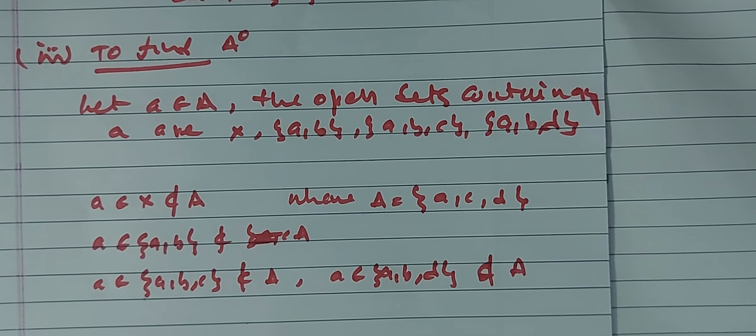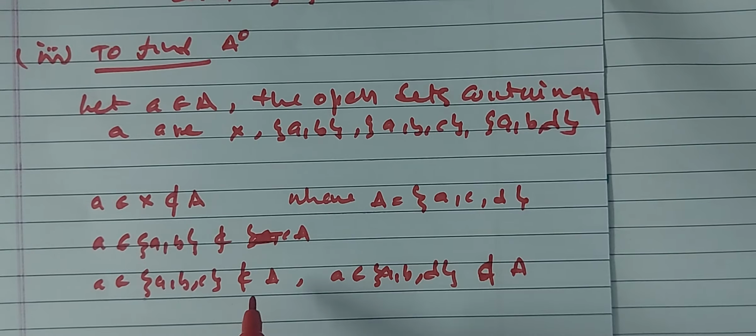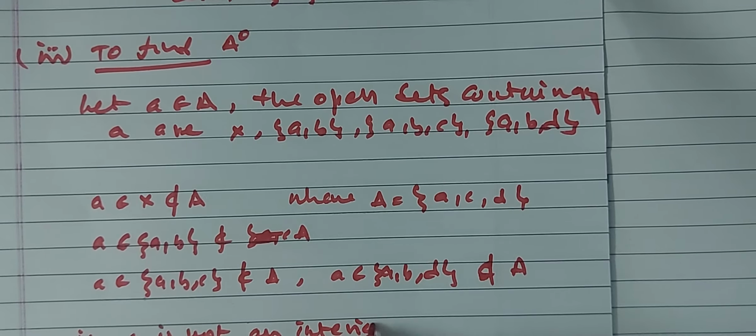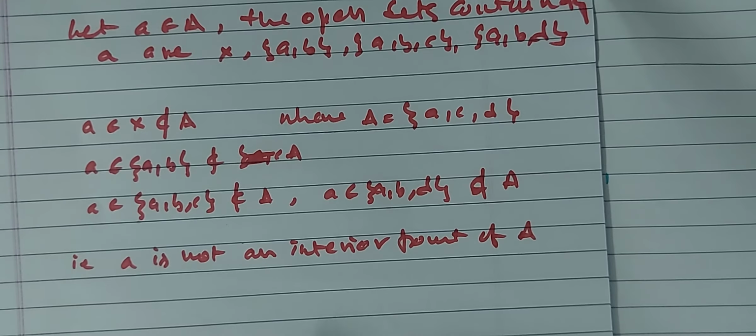So if at least one of the open sets containing the element is a subset of A, that is, these are the subsets of the set {A, C, D}, then that element is an interior point. But here all are not subsets, that is, A is not an interior point of A. Next, coming to the set A, C.